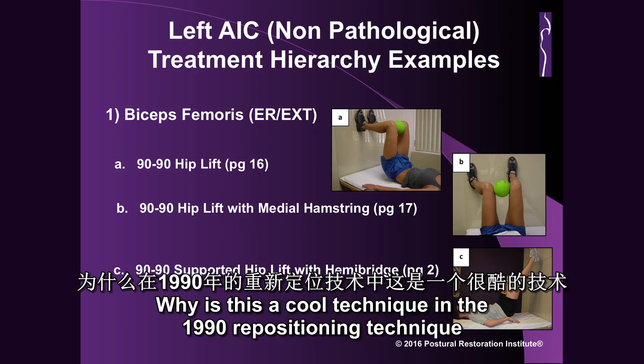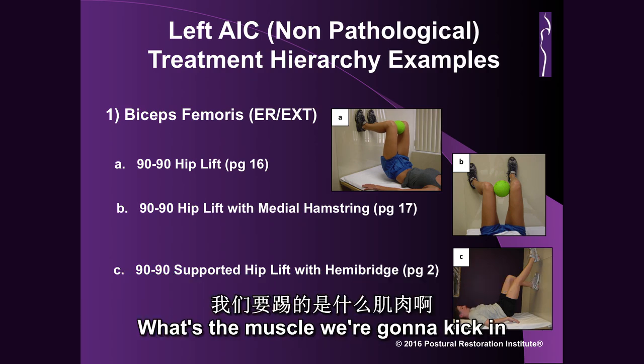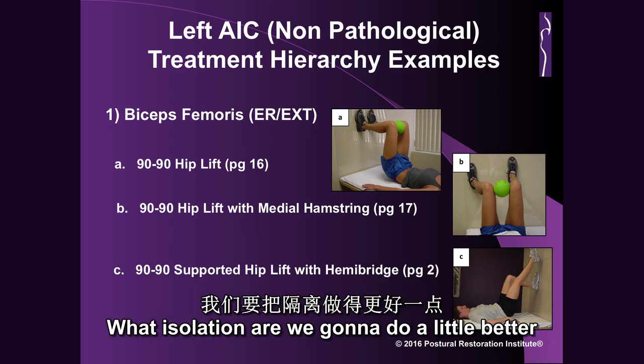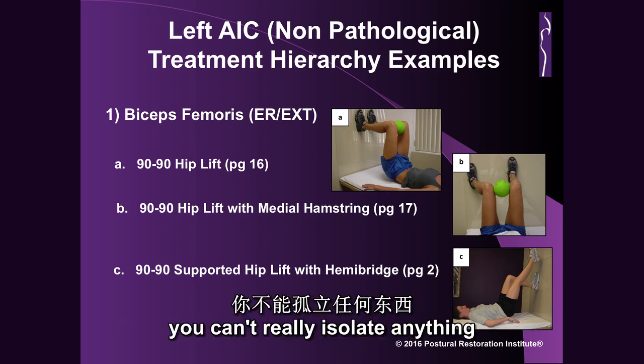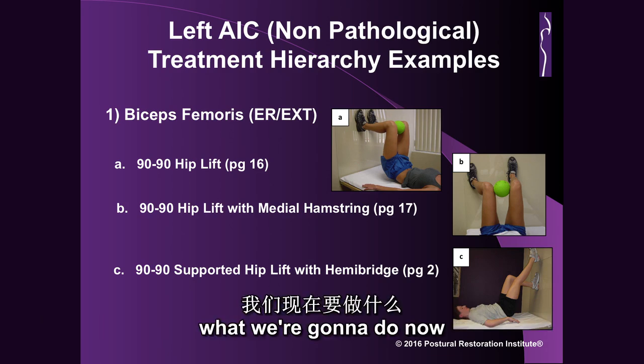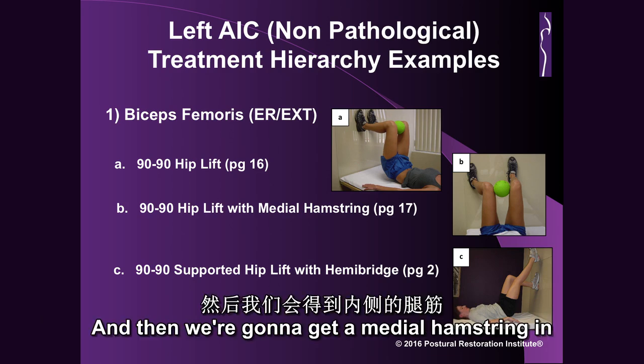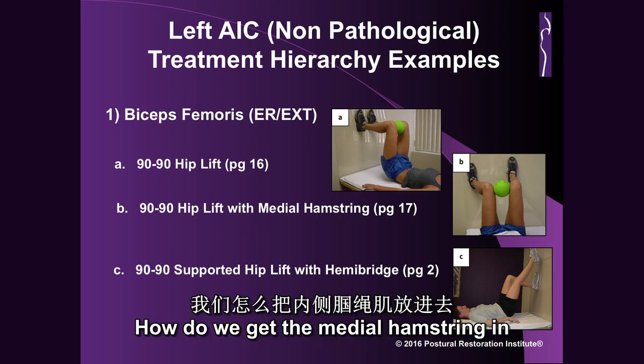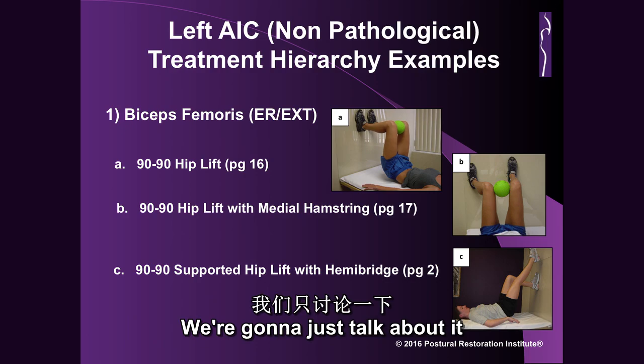Why is this a cool technique in the 90-90 repositioning technique? What's going on now? What's the muscle we're going to kick in? What isolation are we going to do a little better? Remember, you can't really isolate anything, but what are we going to do a little bit better with specificity and isolation? What are we going to do now? We're going to get a medial hamstring in. How are we going to get the medial hamstring in? It's really quick. We're going to just talk about it.